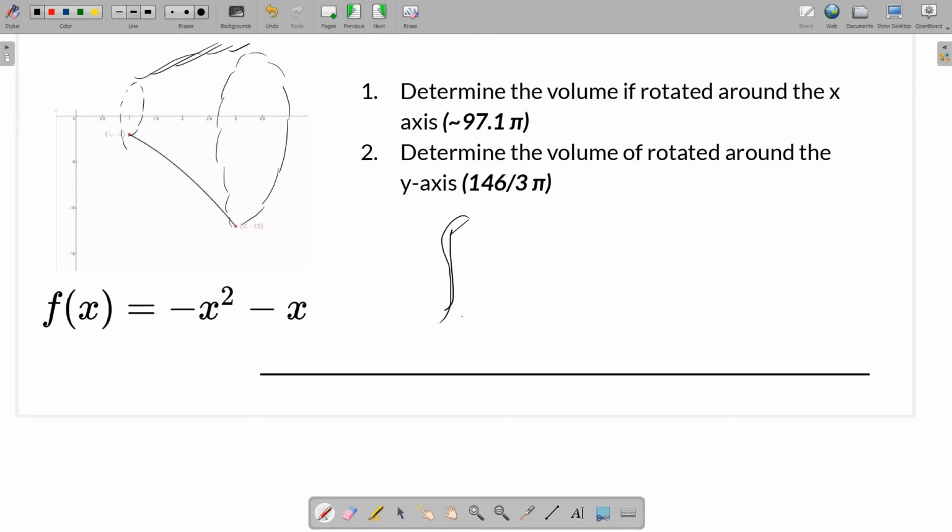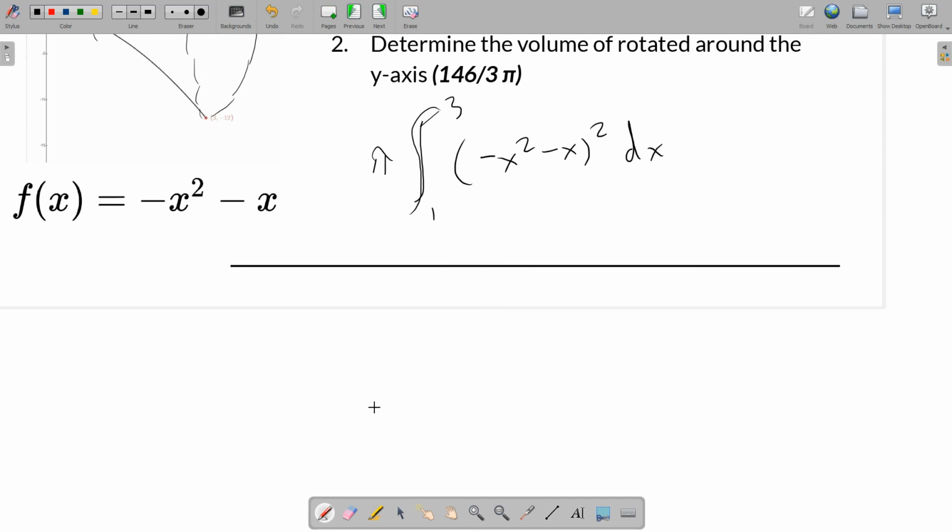From 1 to 3, and put the pi on the outside, and then this is going to become negative x squared minus x, all squared, dx. And then I'm just going to follow along simplifying. So pi, 1 to 3, and mental math: x to the 4th, x cubed, it'll be positive, plus 2x cubed, and then plus x squared, integrate with respect to x.